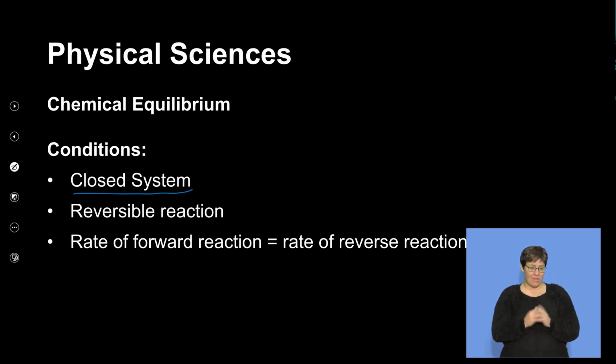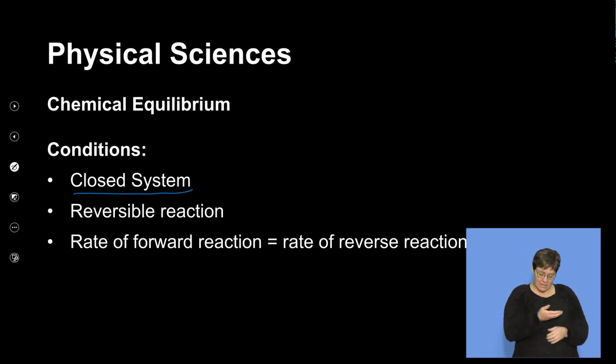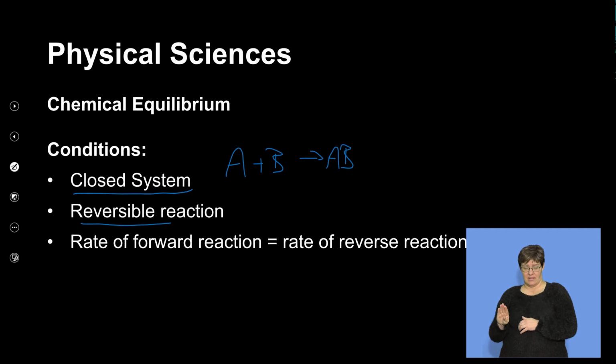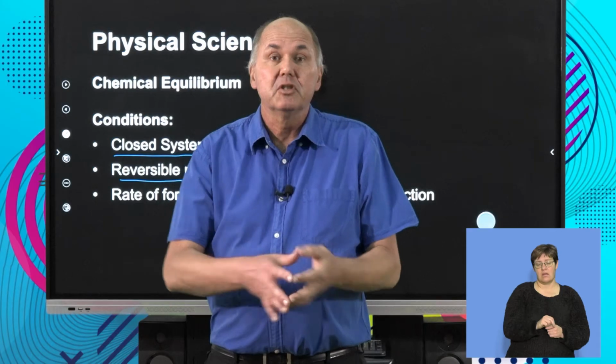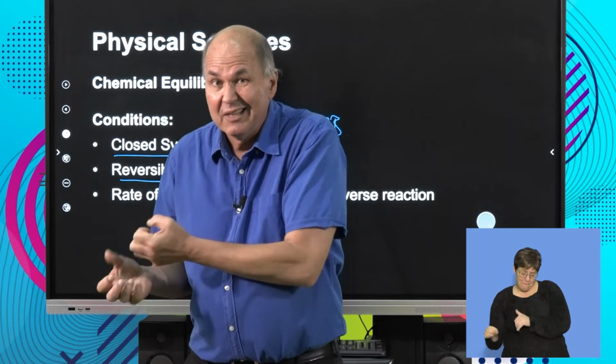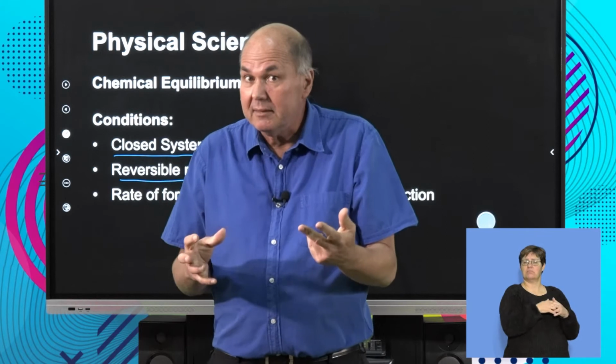All the stuff that we started with has to still be in the container. Now, what about a reversible reaction? Well, if we say that A plus B goes to form AB, that could be a reaction that is happening around us. It could be something like iron reacting with oxygen to produce rust. Not very easy for that to now be reversed. Very hard, in fact, to take rust and make iron from it. It can be done, but it's going to cost you a lot of energy.